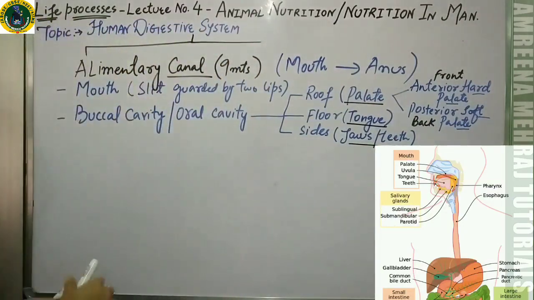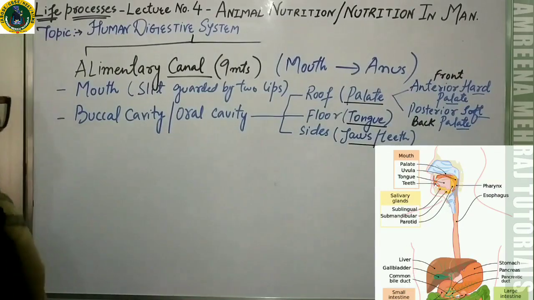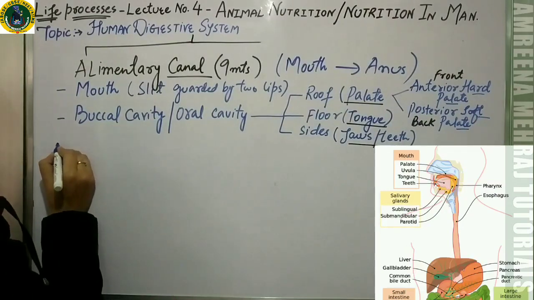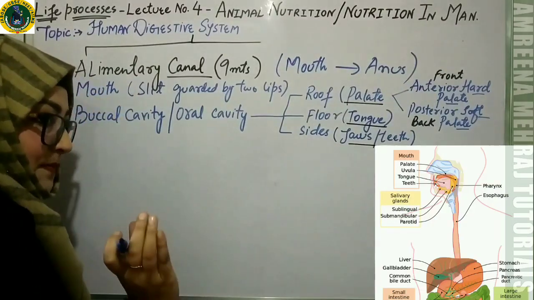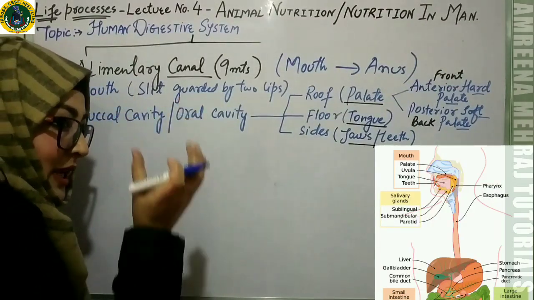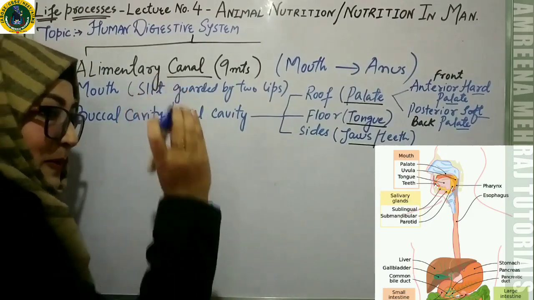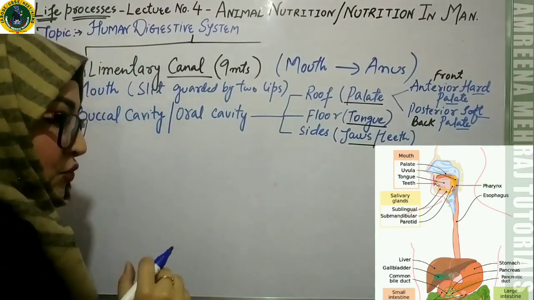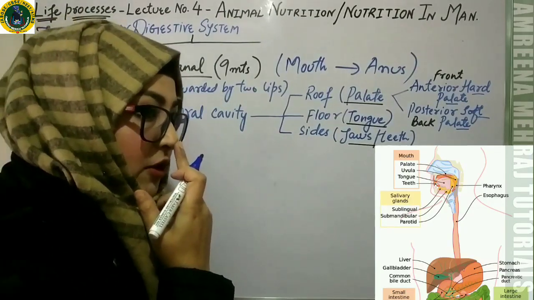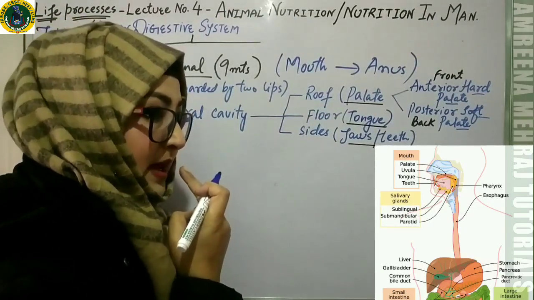Now, moving further downwards, you will see that it will be followed by a passage. That passage will be conical in shape, and that passage will be common for air as well as food. Okay, so you are taking in air from here and you are taking food from here.